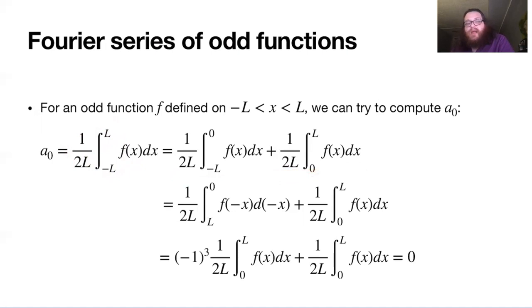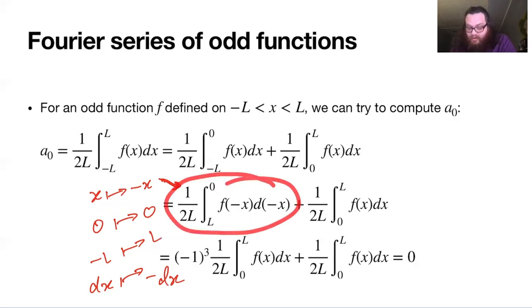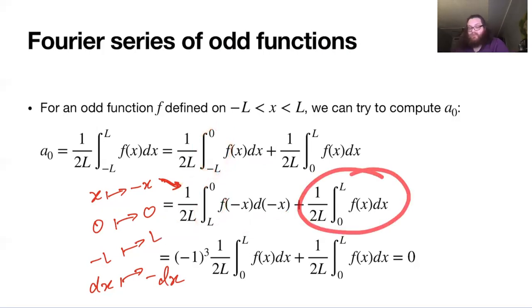Okay. And so now what we can do is change variables. In particular, here we're doing the change of variables x to negative x. What that's going to result in is 0 going to 0, minus L going to L, and dx becoming d of minus x, or minus dx. We plug those pieces in, and we end up with this expression. So x goes to negative x, dx becomes d of negative x, the bounds have changed, and we're not doing anything with this piece.